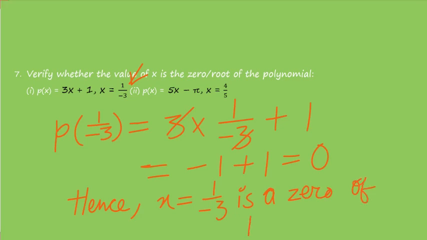Okay. For the next one, you can see the problem has a number pi here. Don't get confused with that. You need to replace x with 4 by 5, so 5 and 5 will get cancelled. Your answer would be 4 minus pi. 4 minus pi is not equal to 0, hence x equal to 4 by 5 is not a root, or not a 0. Any word can be used. They can use the word 0 also in your question paper, or the word root can be used also, so be careful with that.